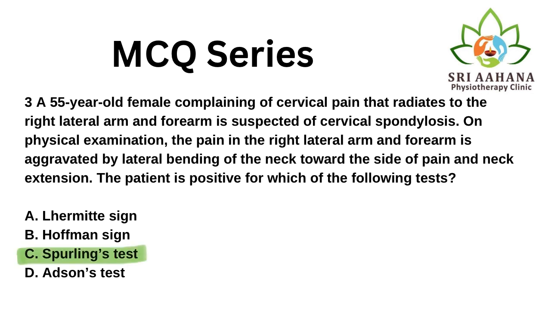The correct answer is C. Sperling's test. A Lhermitte sign is manifested by generalized shock sensation with neck flexion. Hoffman's sign is noted with reflex contraction of the thumb and index finger with nipping of the middle finger. Adson's test is considered positive if the radial pulse is decreased or absent with abduction, extension, and external rotation of the upper extremity at the shoulder joint.